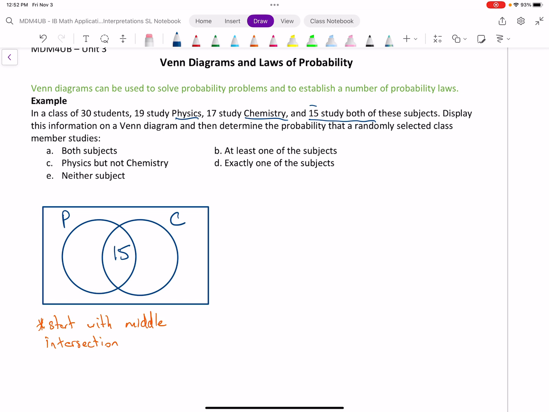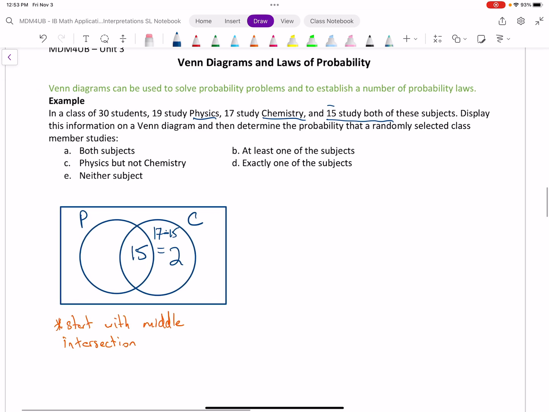If we go to chemistry, let's focus on it for a second. There are 17 total that study chemistry. That means, I'm going to shade this and I'll delete it in a second, but this whole thing is 17. That whole shaded part is 17. If I already have 15 within the middle, that means I've got 17 minus 15 remaining to go in this, which would give me the 2. And so that's the total number who are just studying chemistry.